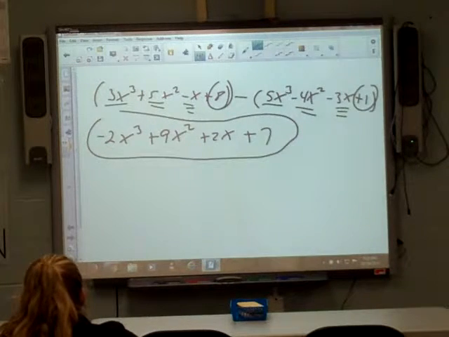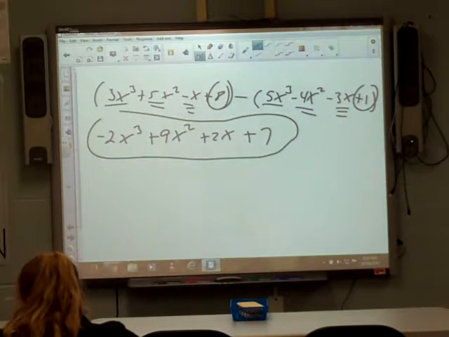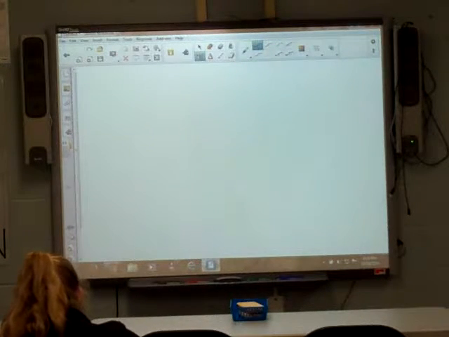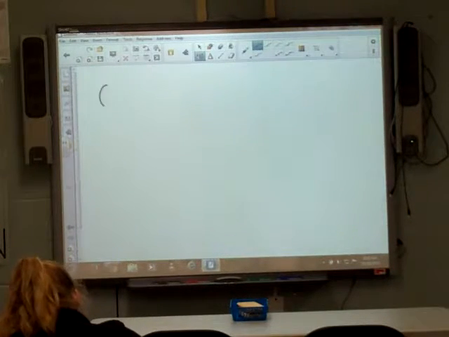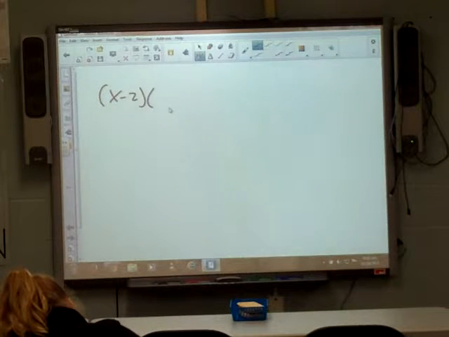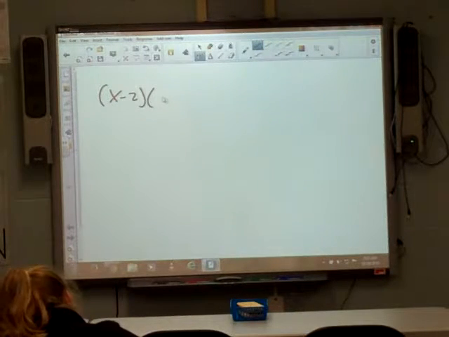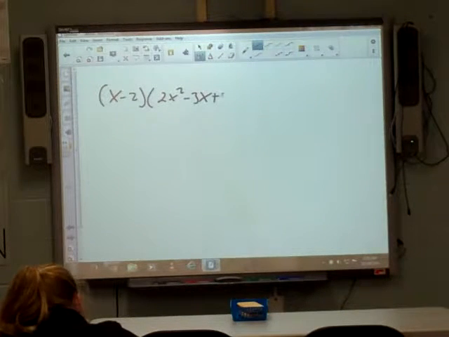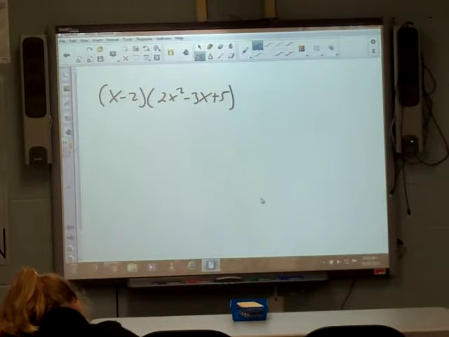Alright, let's go to multiplication. If I've got x minus 2 times 2x squared minus 3x plus 5. I'm going to show you 2 different ways you can do this one as well.